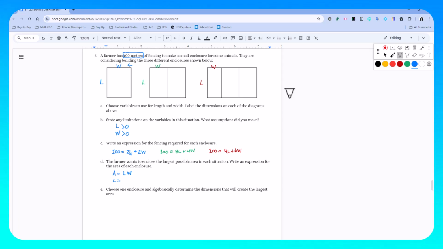equals 100 minus 2W over 2, which equals 50 minus W.